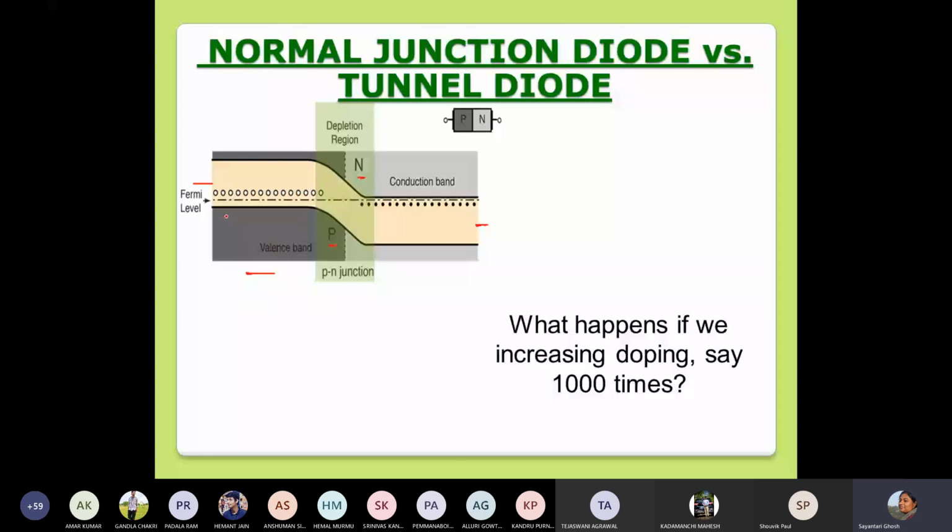Yes. Fermi level would coincide with the valence band. It will coincide with the top of the valence band, and then it actually enters the valence band. Okay, so let us talk about that.